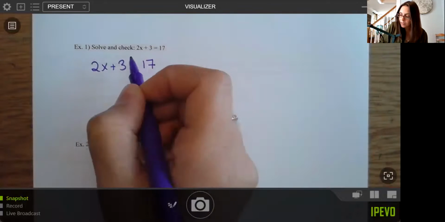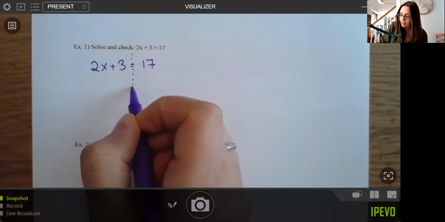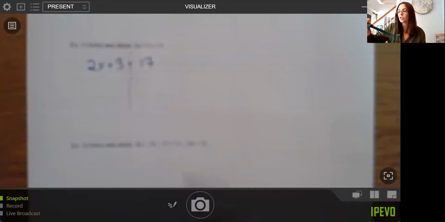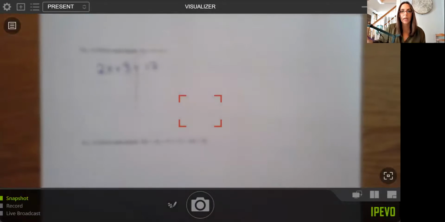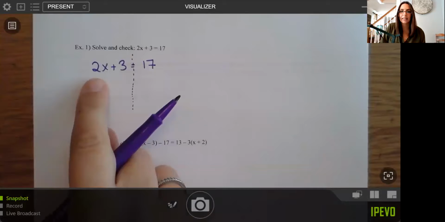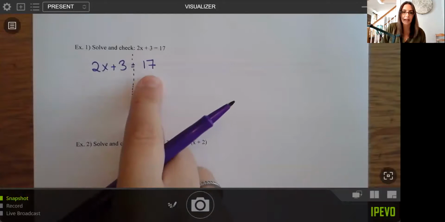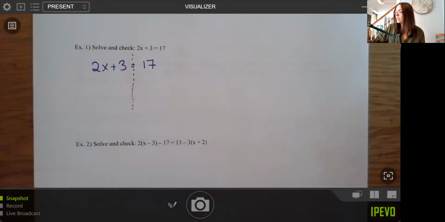You don't have to do this, but sometimes I like to draw a vertical line and write down my equal sign to show my two sides of the equation. If I look on the left side, I don't see any like terms. On the right side, it's just 17. So I'm ready to go on to step 2 and start moving things around.